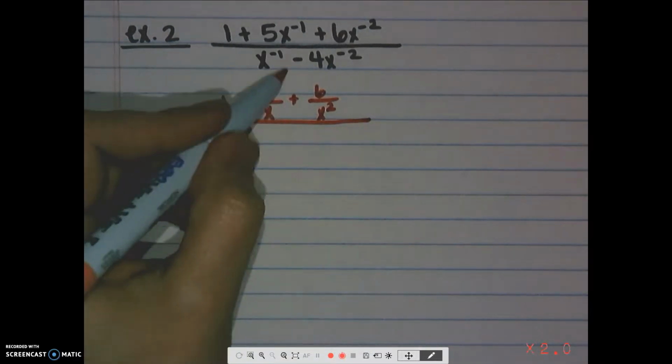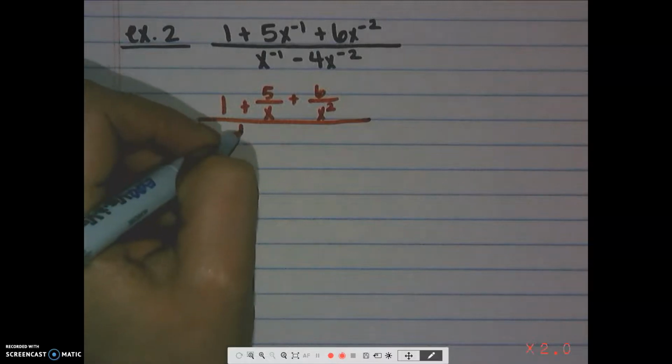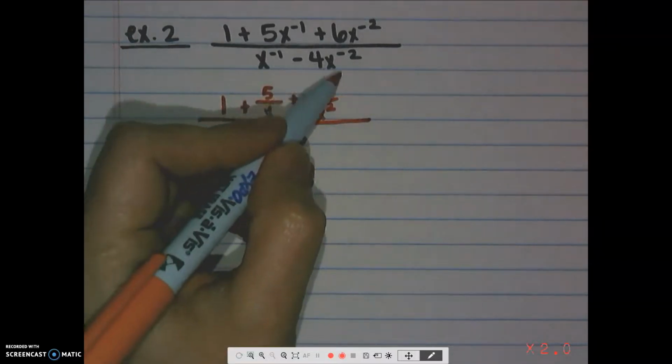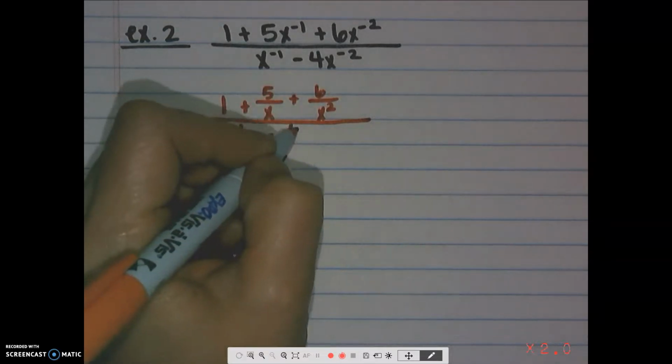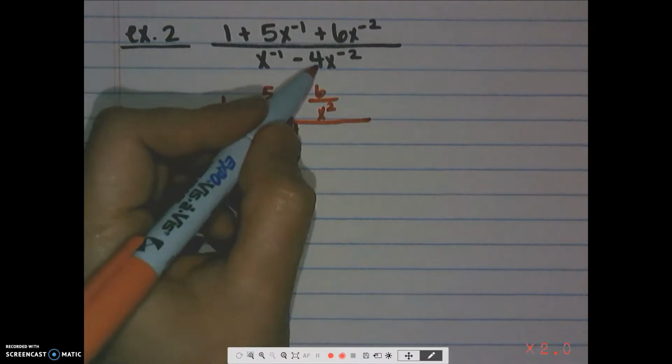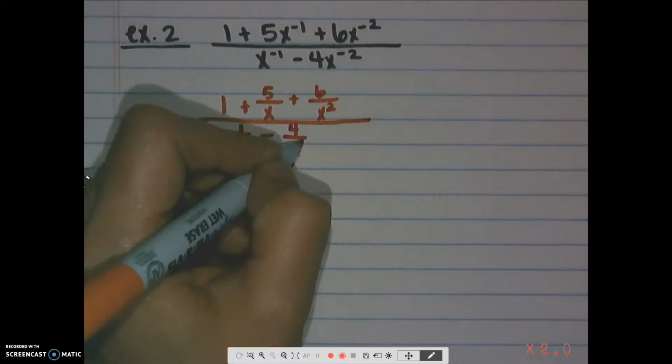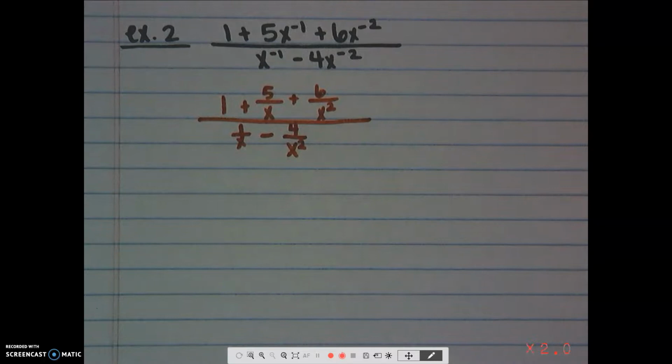In the denominator, x to the negative first means we're going to have 1 over x minus 4x to the negative second. So the 4, it's a negative 4, but that does not mean it has a negative exponent. You cannot move that. Okay, but the x squared can move to the denominator.